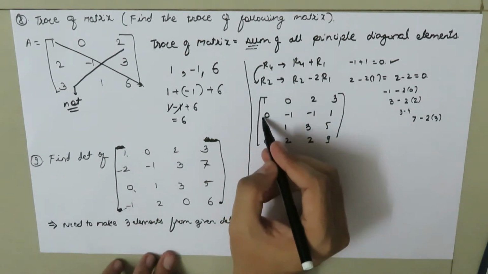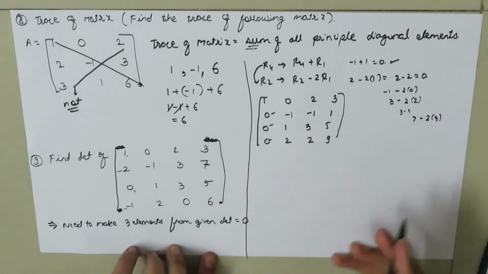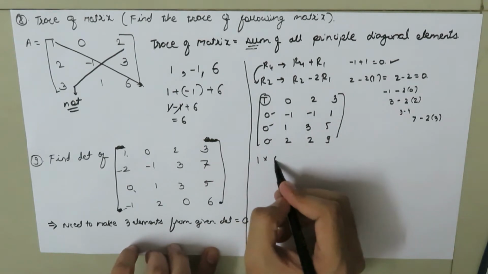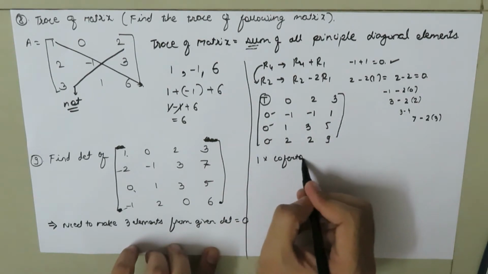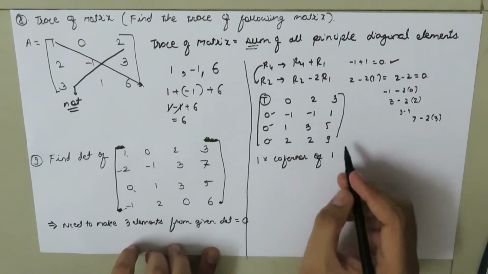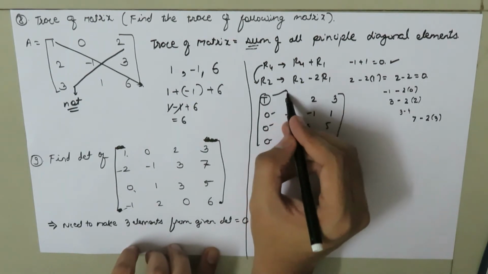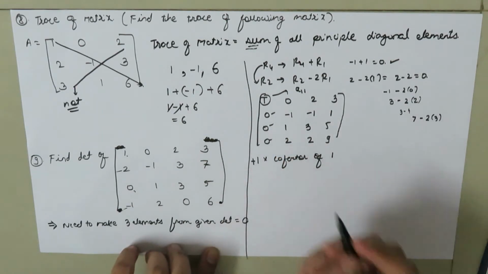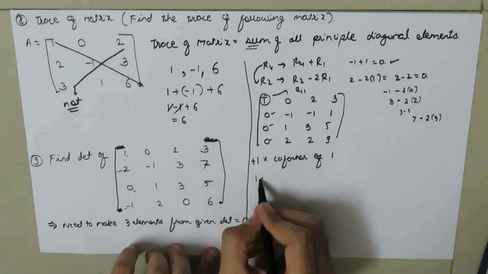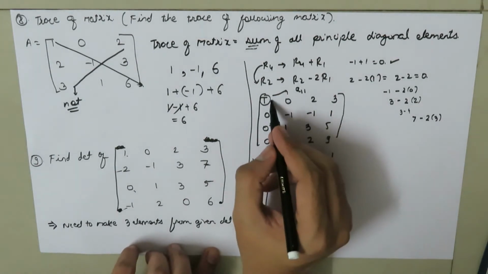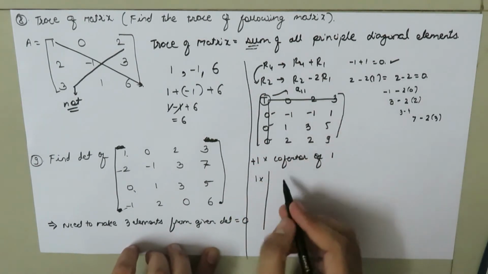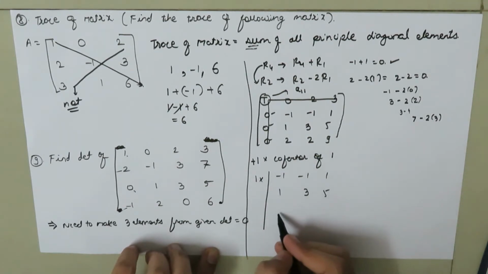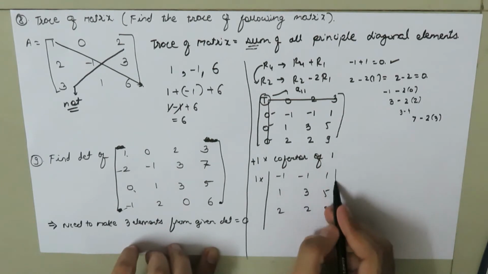So we made the 3 elements 0 in the first column, and now what we can do is, if we take this element, the cofactor of 1, that is, this is our first row, first element, so here we are going to take the positive sign. So this is 1 multiplied by the cofactor of the matrix. The cofactor of this element is -1 -1 1, 1 3 5 and 2 2 9.